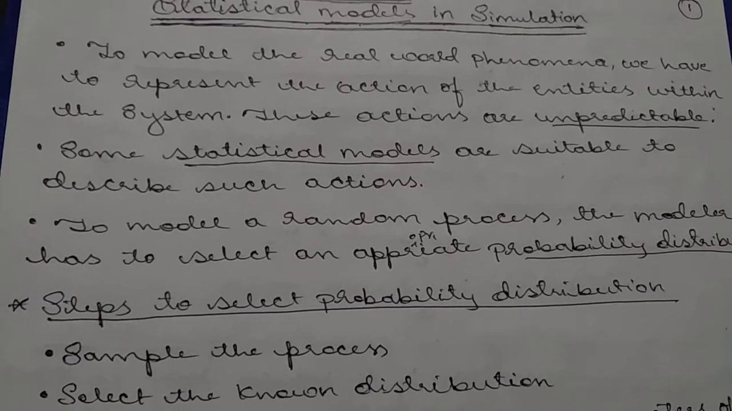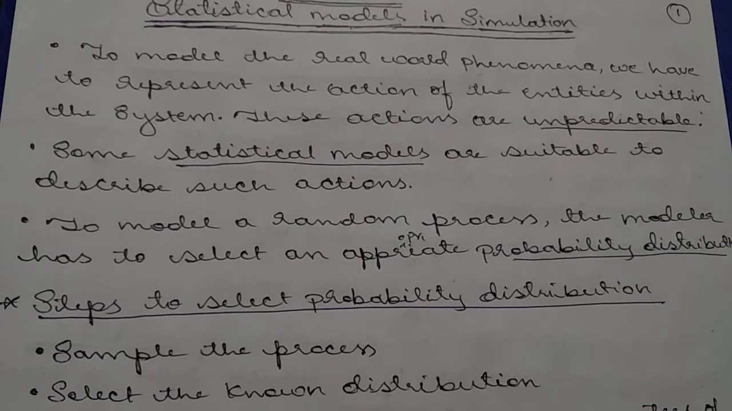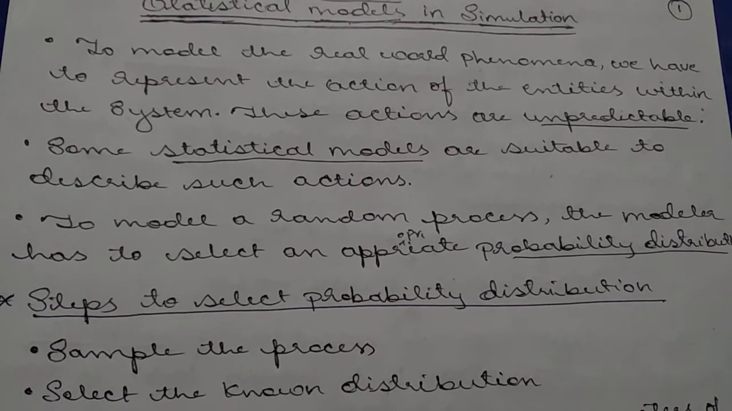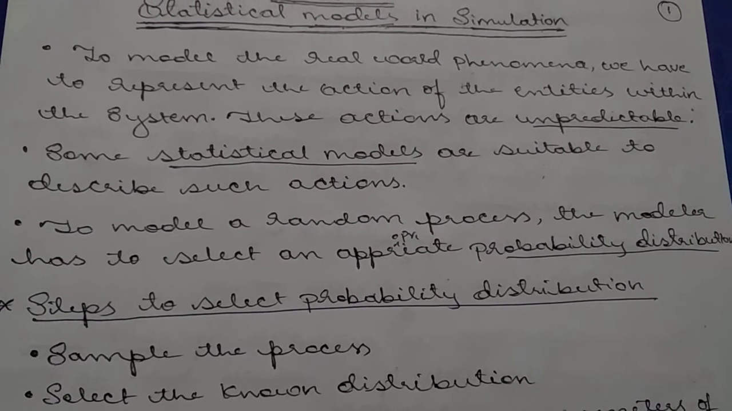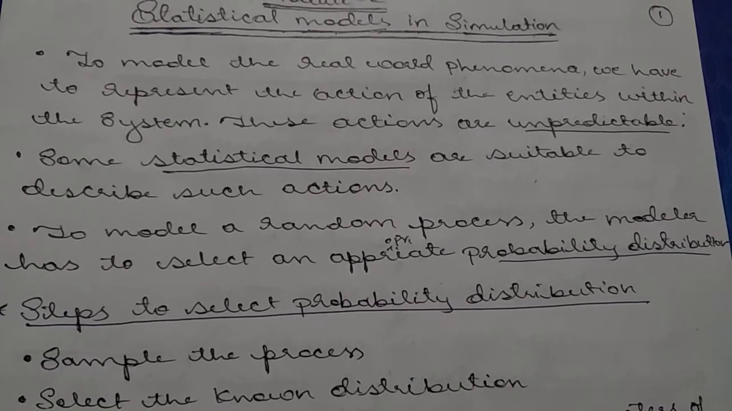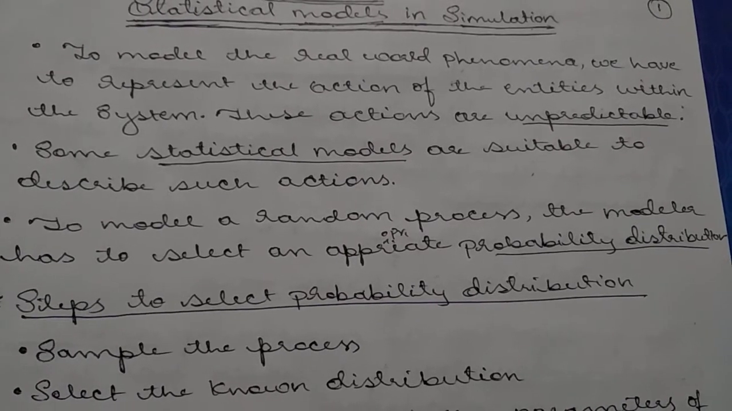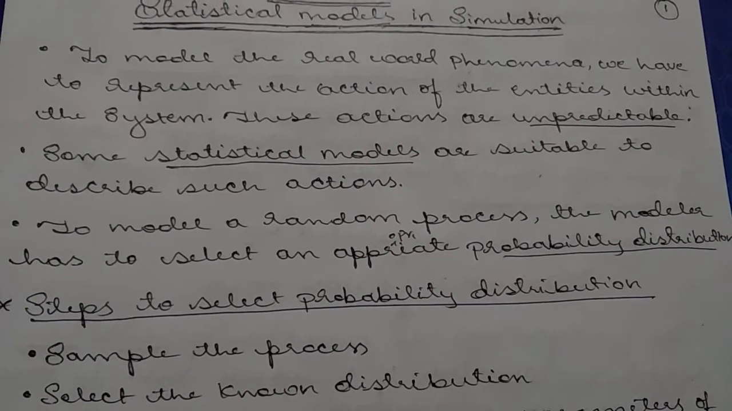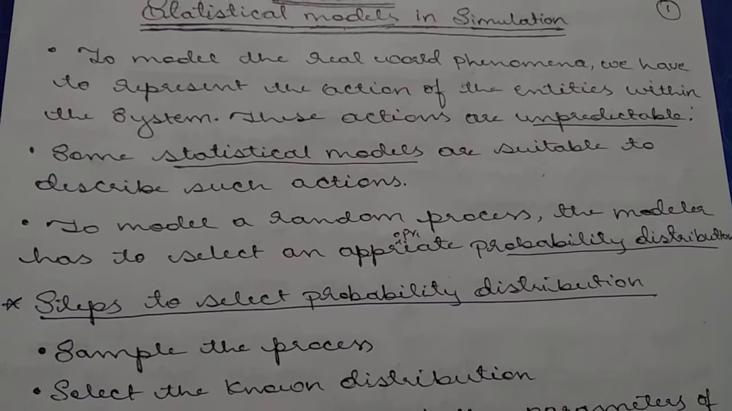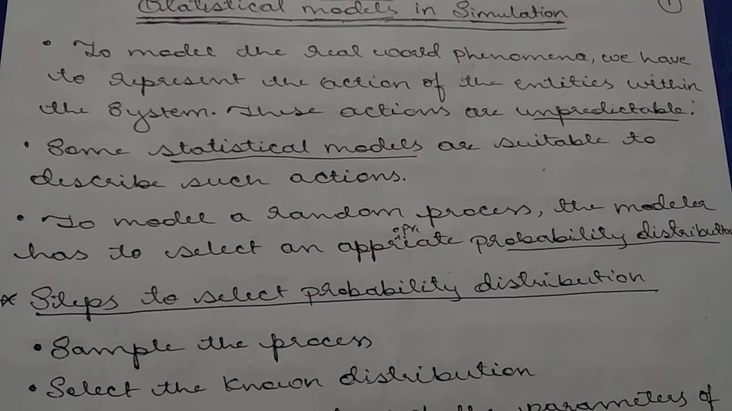Here, to model the random process, the modeler has to select an appropriate probability distribution function. Always, if we want to do something, we have to select the probability distribution function because we have to check the probability. For example, I have some random numbers, out of which how many random numbers are proper. For that, you have to take the probability. So, in order to model the random numbers or the random process of real world objects, we have to select the probability distribution. How to select this probability distribution?